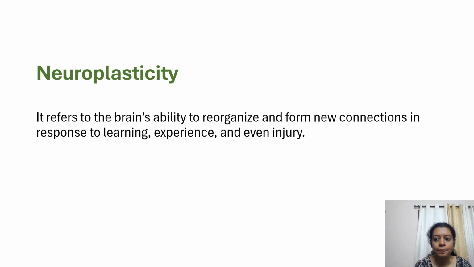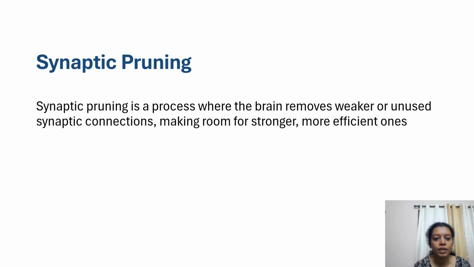And the next one is synaptic pruning. Imagine a gardener trimming a plant, cutting away weaker branches so that the plant grows stronger. Synaptic pruning works in a similar way. When we are young, the brain creates many connections between neurons, but as we grow, it starts to prune or remove the connections that we don't use often. This makes the brain more efficient by keeping only the most used and important pathways active, which helps us focus on what we need to learn.